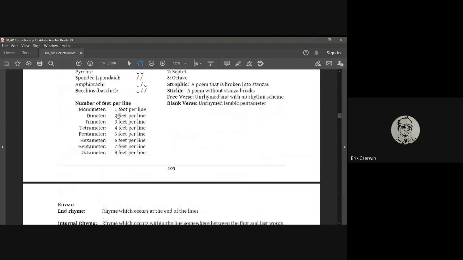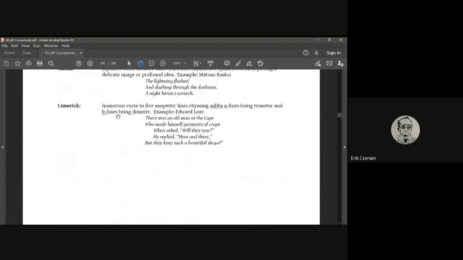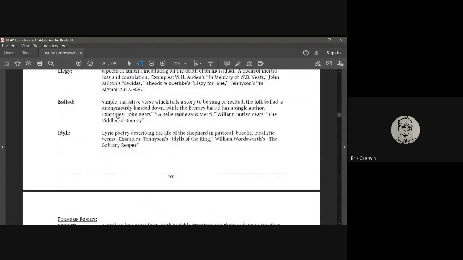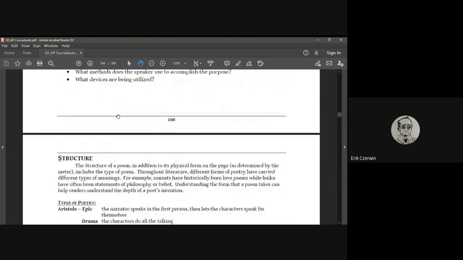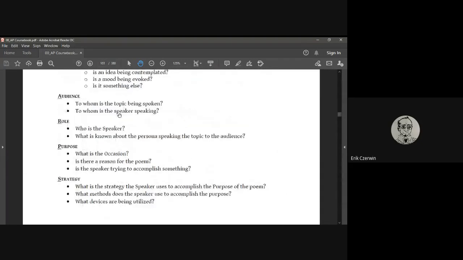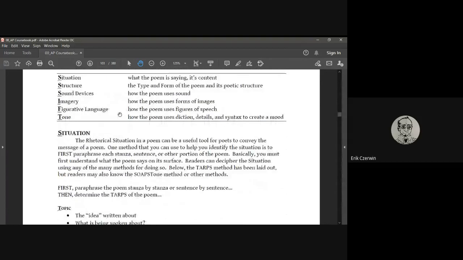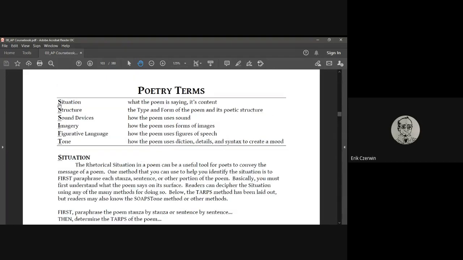This is by no means complete. I have a giant literary terms dictionary that is like 600 pages long, and there's always more to cover. But for the purposes of this course, these are the big ones that you need to know, especially going into the AP Literature test. So that's kind of what we're going to be using.